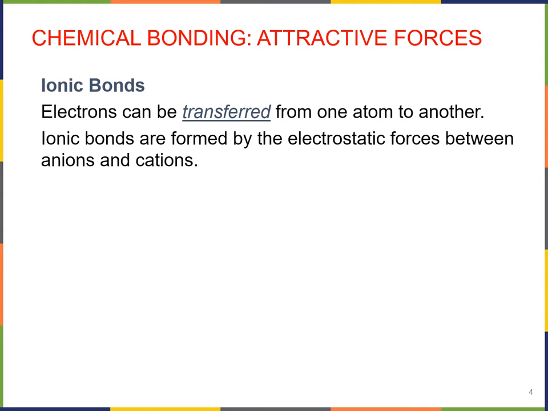Remember, we learned in an earlier lecture that ions are formed when an atom either gains electrons or loses electrons. When an atom gains electrons, the negative charge increases and you get a negatively charged anion. When an atom loses electrons, it becomes a positively charged cation. When a cation, positively charged, and anion, negatively charged, are close together in space, those opposing charges are attracted to each other by electrostatic forces, and ionic bonds can form.